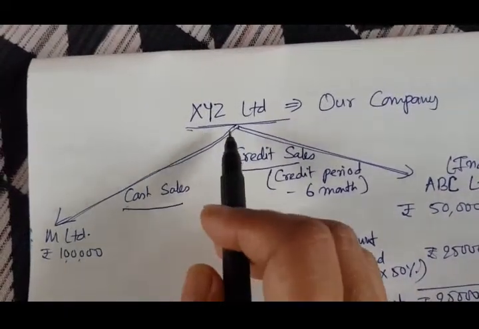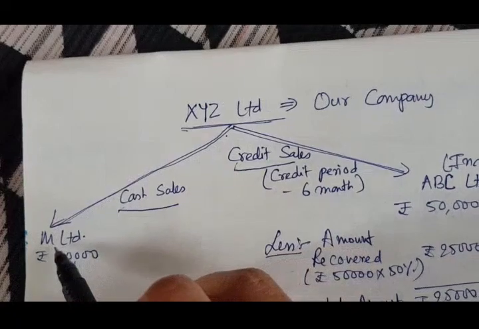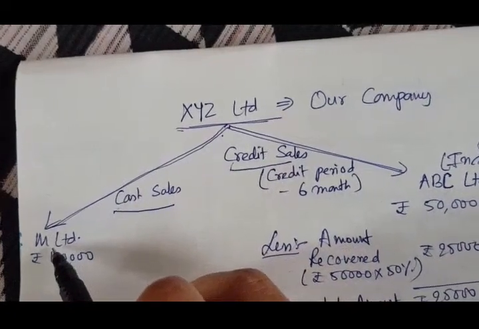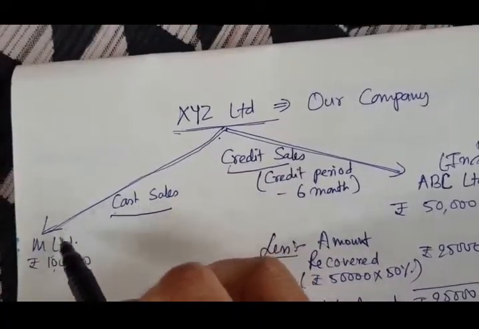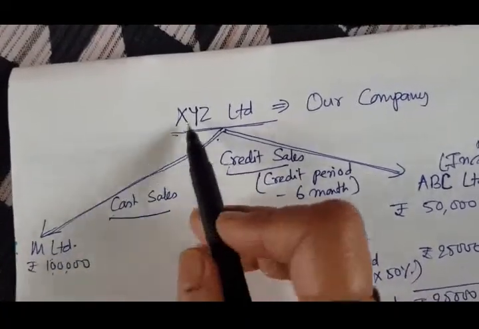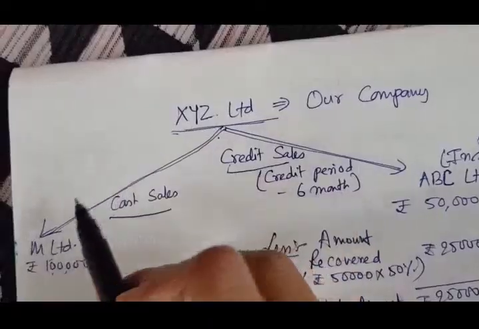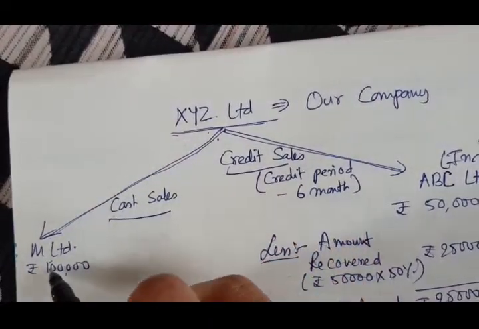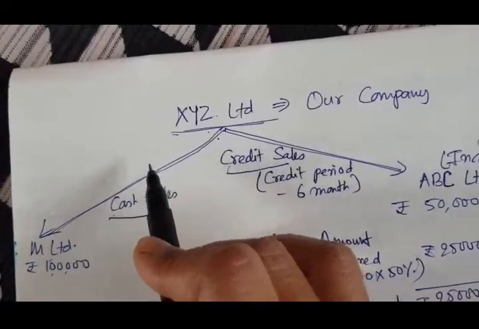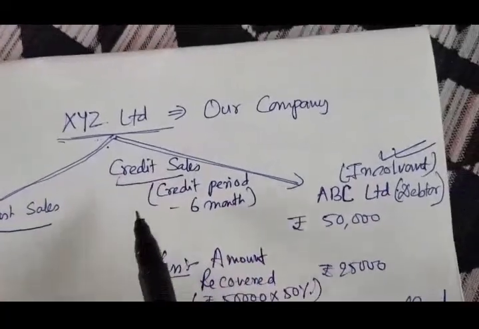Cash sale means our company has sold the goods to the customer, M Limited, and M Limited has paid money in cash or check or demand draft, but immediately. That is a cash sale. That means the relationship between our company and M Limited gets over immediately. Done. Now come to credit sale.